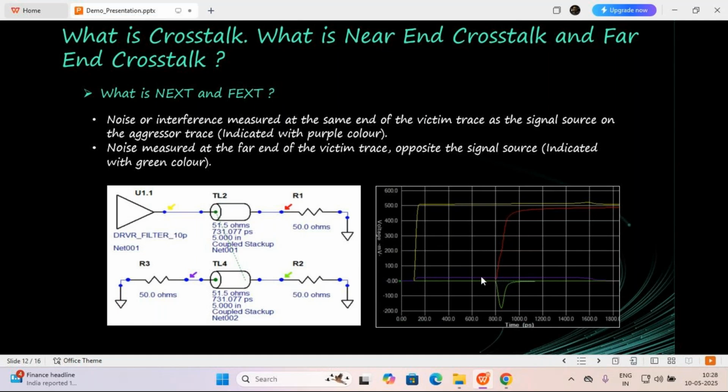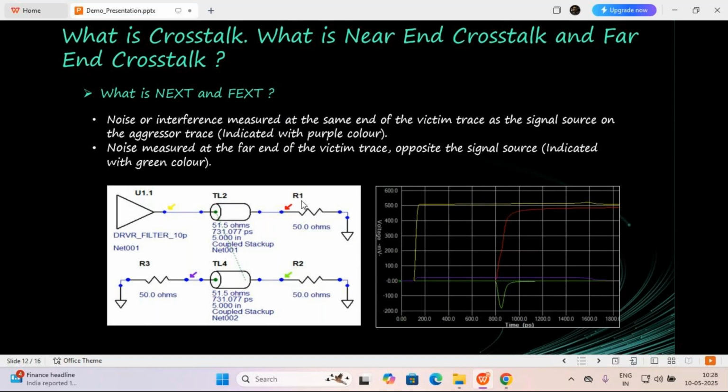Why this much distance? Because this is the propagation delay of the transmission line. What is the propagation delay? See, 731 picosecond is what is given here. 5 inch means it is 5 inches of transmission line. Couple stack up means I have coupled these two transmission lines.